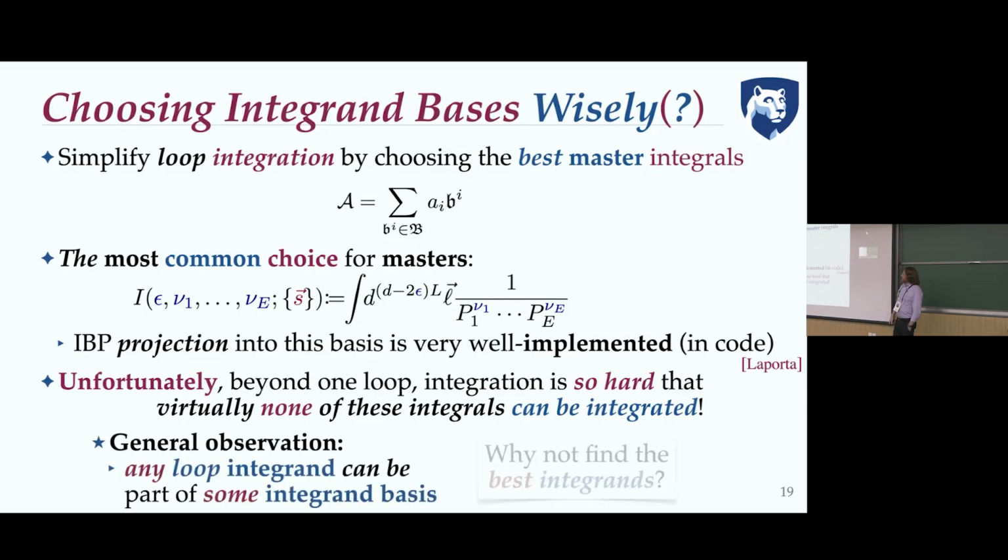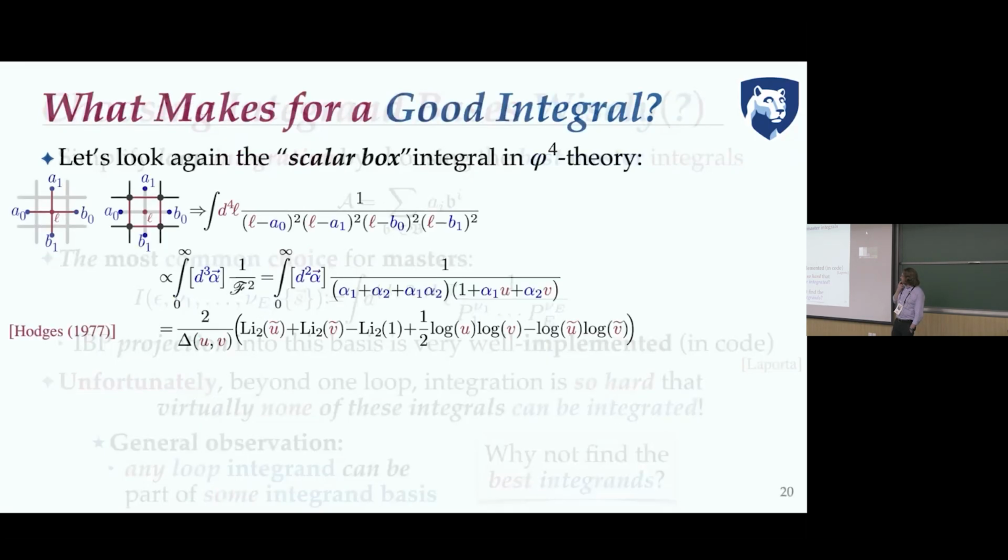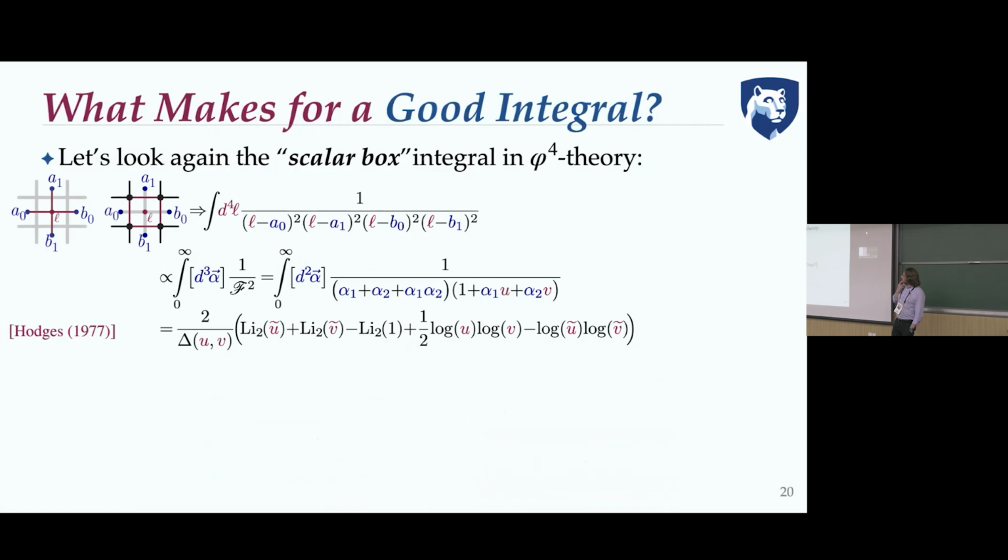So the general observation is that we get to choose our master integrands. And clearly the choice that we make is going to affect the beauty of our answer and the efficiency with which we can calculate and use it. And why not spend some time thinking about what the best integrands are? And this brings me back to this one loop box.